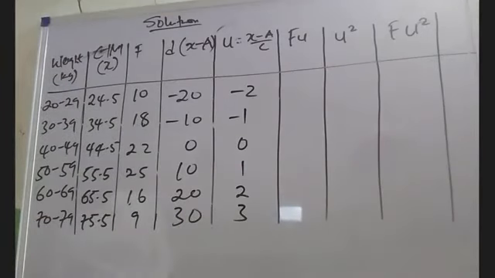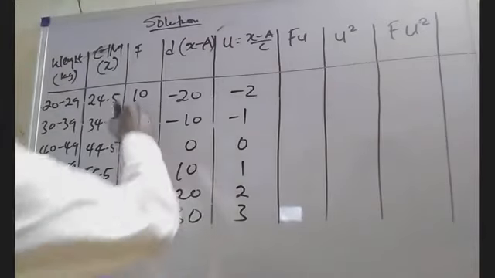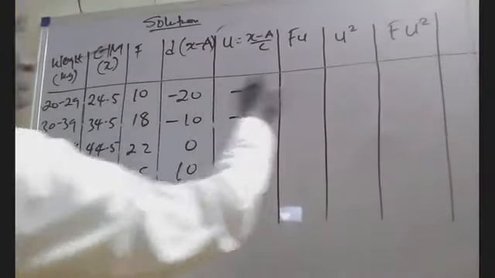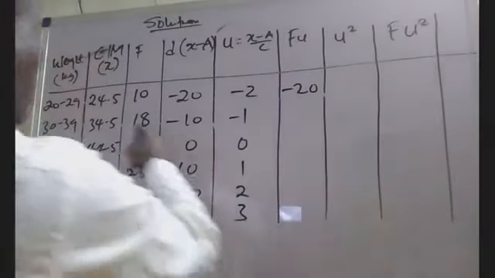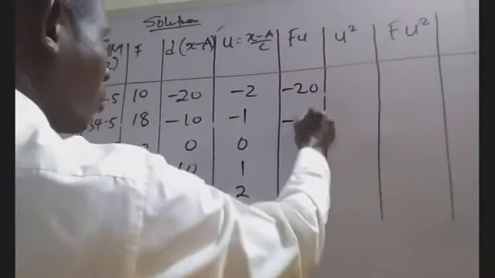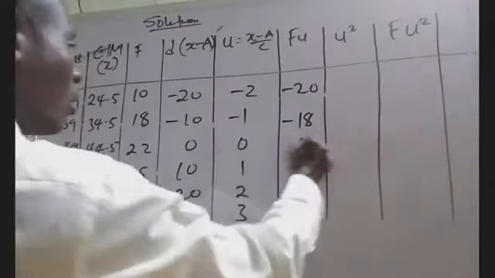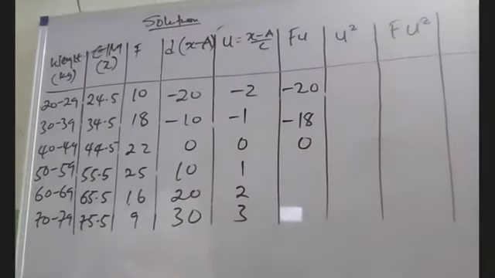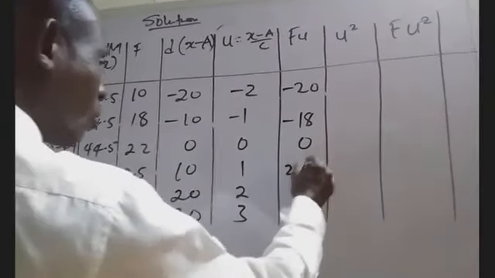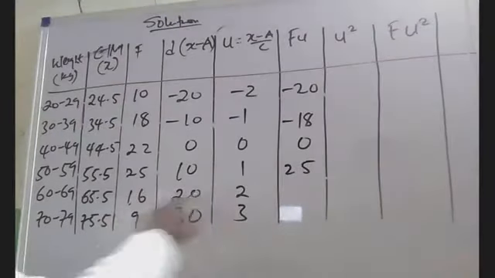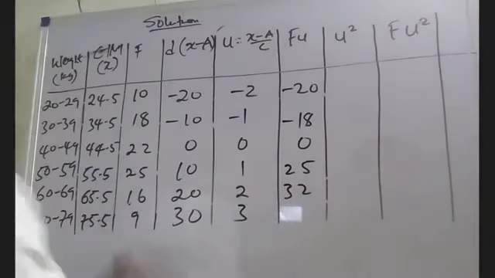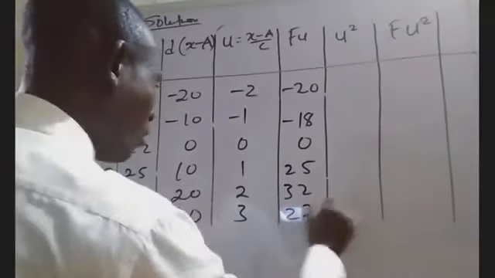Then the next thing is to find fu. fu will be 10 times minus 2, which gives you minus 20. 18 times minus 1 is minus 18. Here we have 0, that's 22 times 0. 25 times 1 is 25. 16 times 2 is 32. And your 9 times 3 is 27.